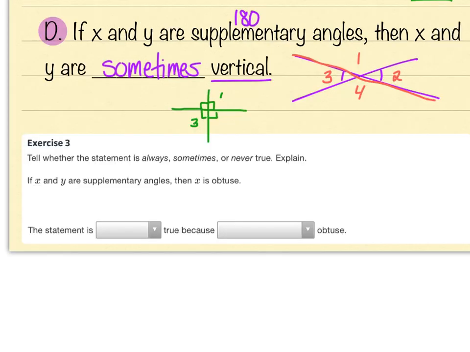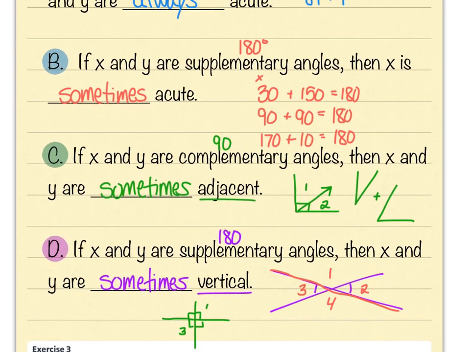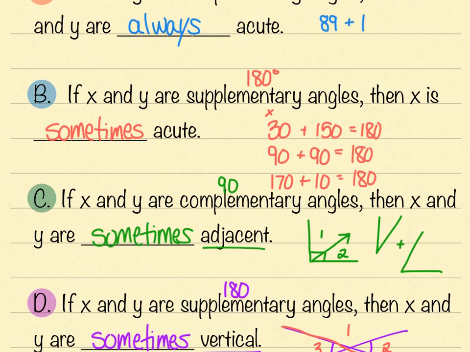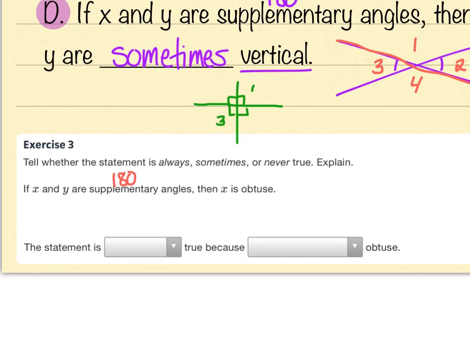Okay, so in your homework, you're going to have a few of these questions yourself. Let's look at some of them. Number 3 says, tell whether, again, it's always, sometimes, or never true. And it says, if x and y are supplementary, which means they add to 180, then x is obtuse. Well, I already mentioned this in this example. We said that x could be the acute angle, x could be a right angle, or x could be an obtuse angle. So I'm going to answer this one with sometimes. This would be sometimes true, because it could be obtuse.